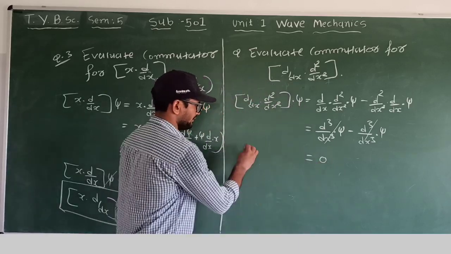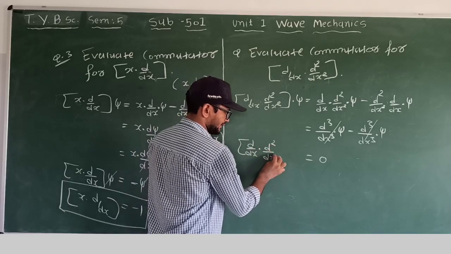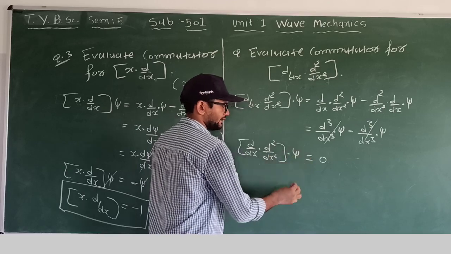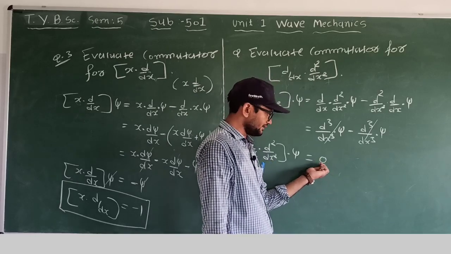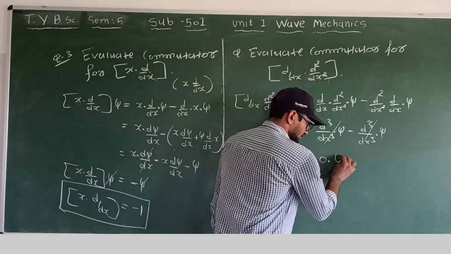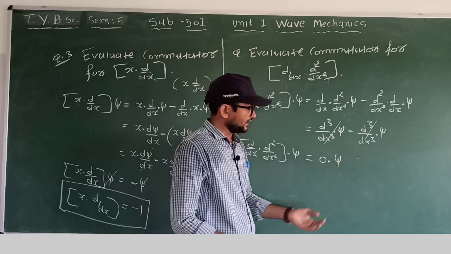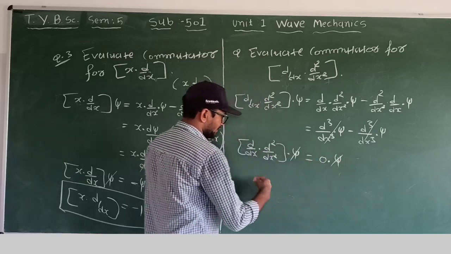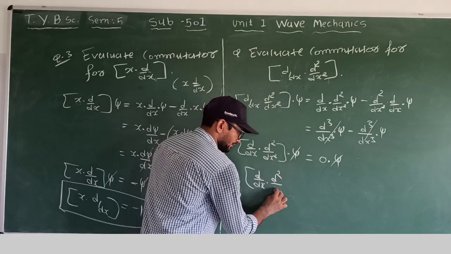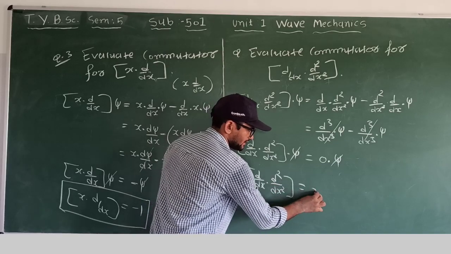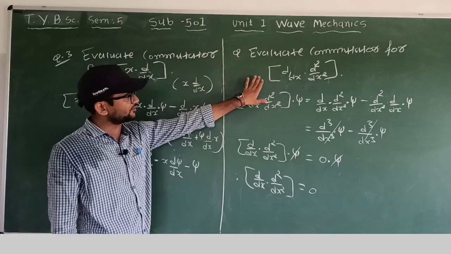So the final result of the commutator of d by dx and d square upon dx square acting on psi is equal to 0. Suppose I multiply 0 with any term, it also gives the result 0. So I will write 0 into psi, and the value of 0 into psi is also 0. So now cancel out psi from both sides. Therefore the value of the commutator of d by dx and d square upon dx square is equal to 0. So these two examples are examples of commutator operators.